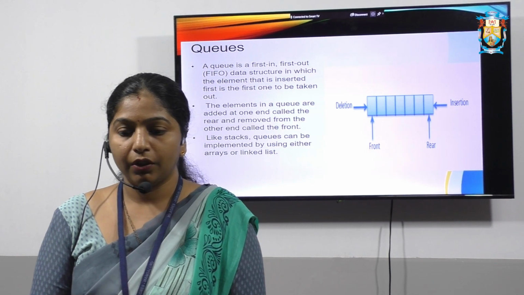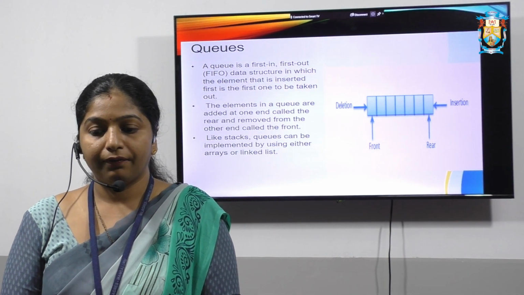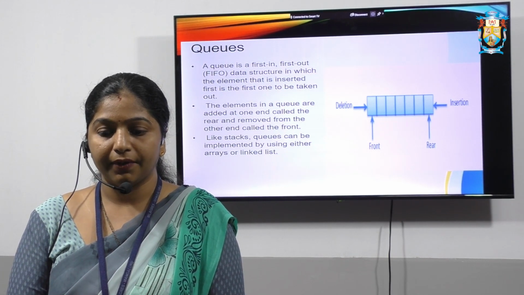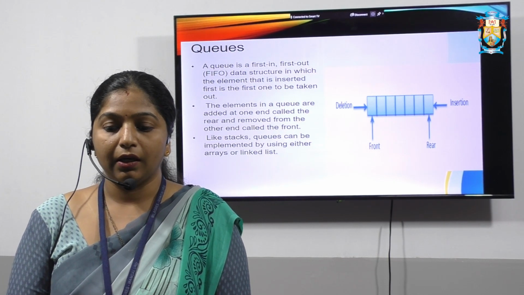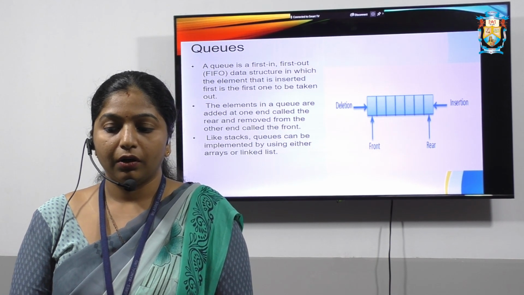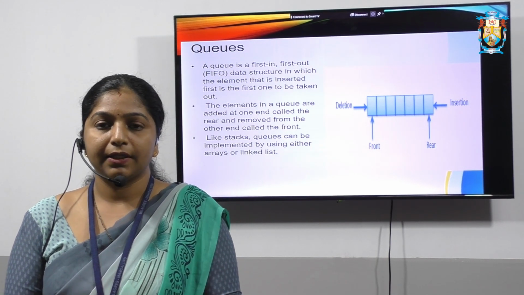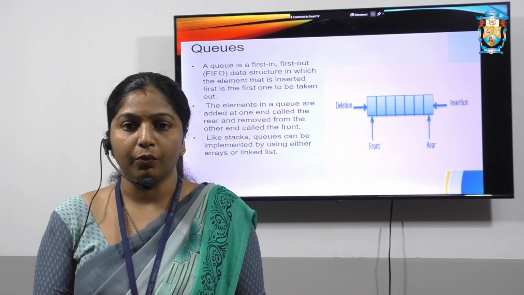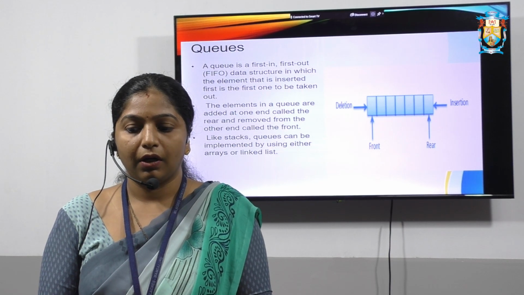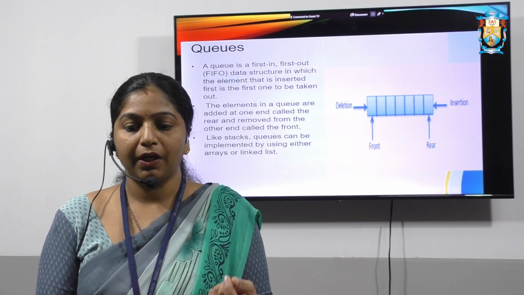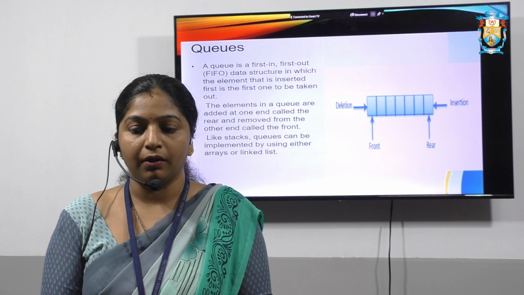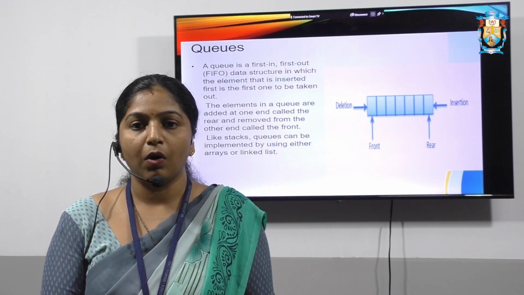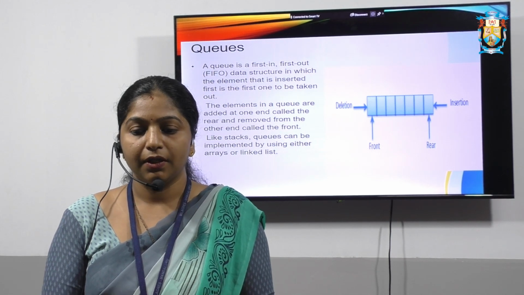Now let's see queue. A queue is a first in first out data structure in which the data inserted first is taken out first. For example, we stand in a queue for buying a movie ticket. The queue operation is done the same way. The first person standing in the queue will be the first person to move out of the queue. So it is first in first out.